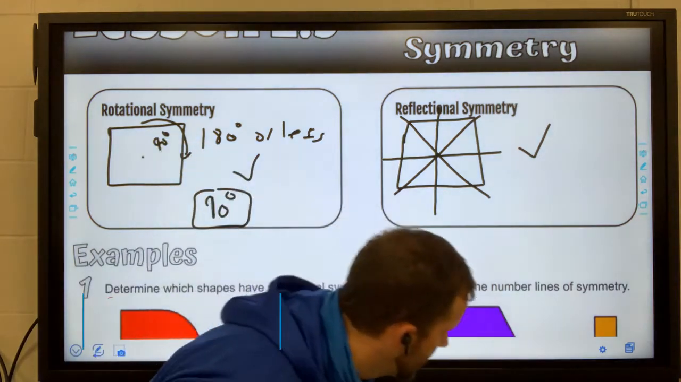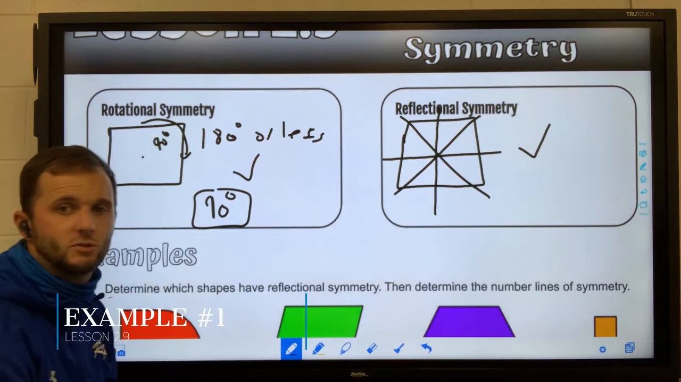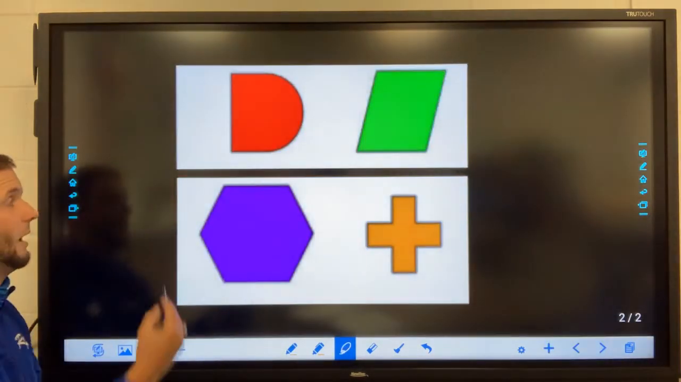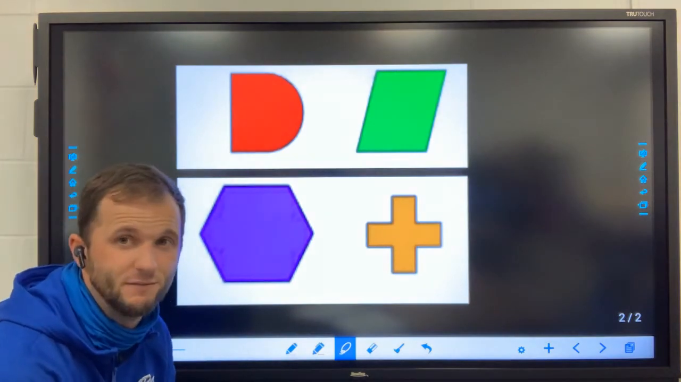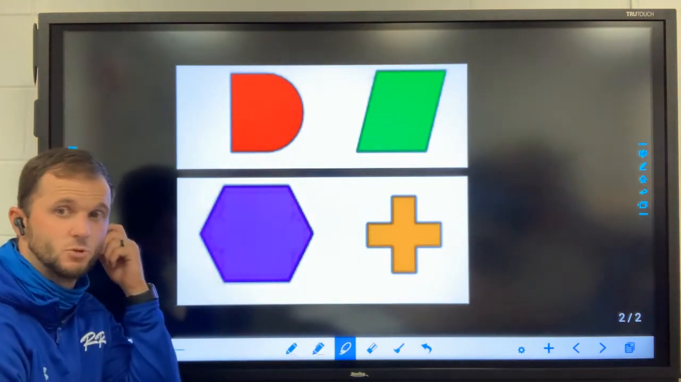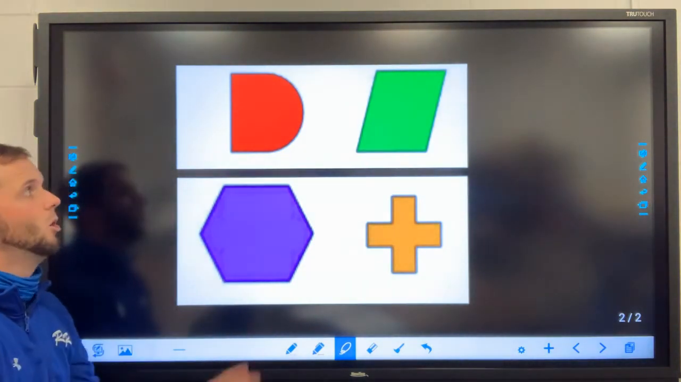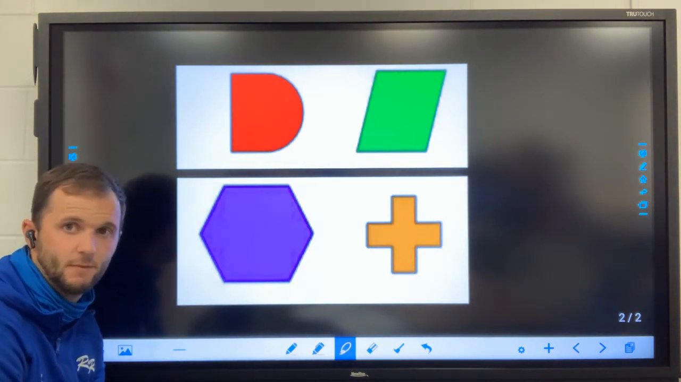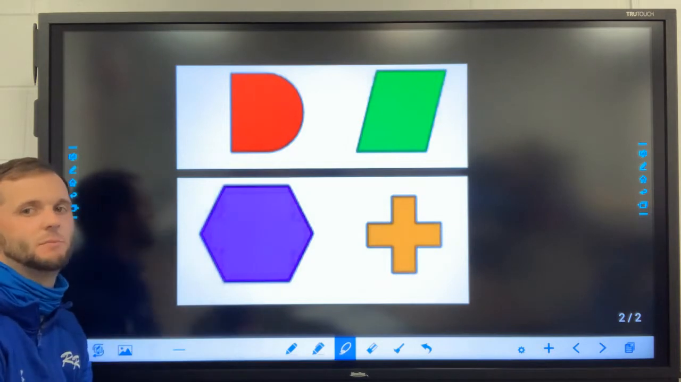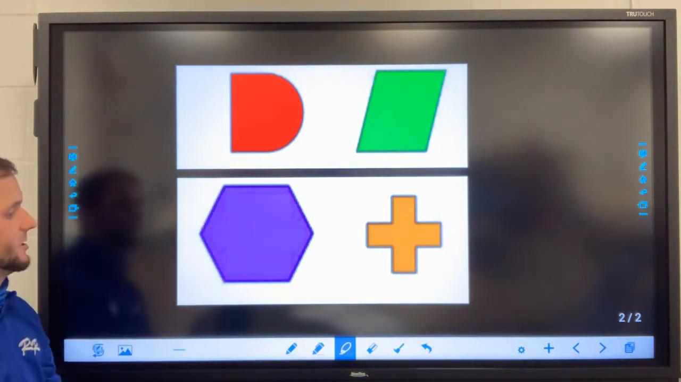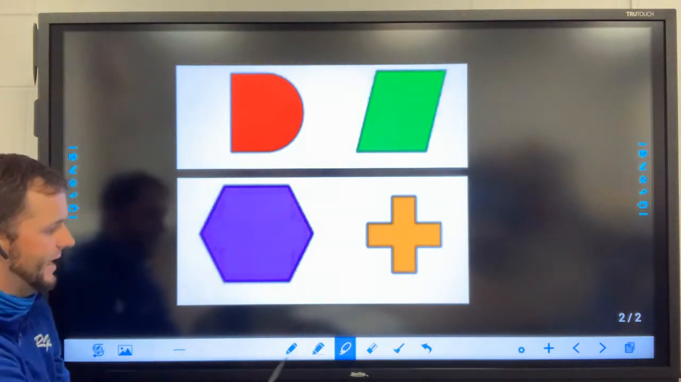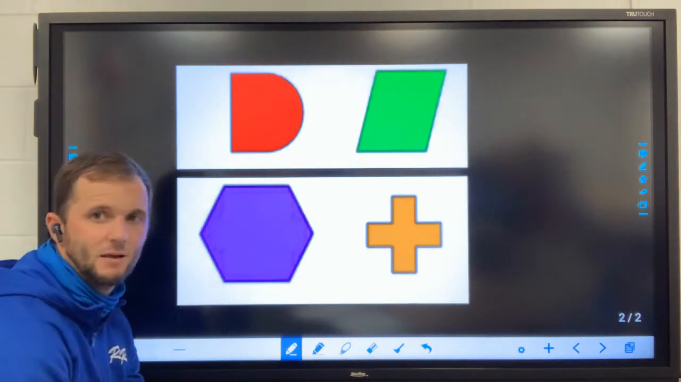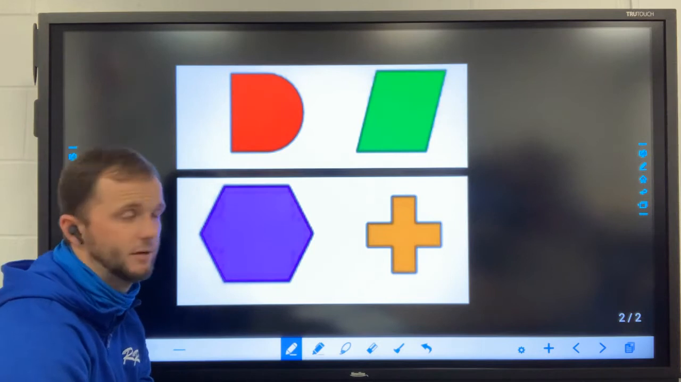So we're going to take that information on rotational and reflectional symmetry and jump over to our examples here, and see how many times we can figure out rotational or reflectional symmetry. The first one asks, which of these shapes have reflectional symmetry, and how many lines of symmetry does it have? Let's look at this first shape here. It looks like we just have a red D, and we're going to figure out how many lines of symmetry it has.